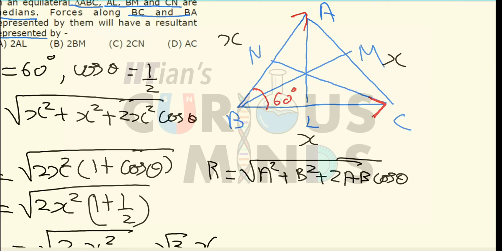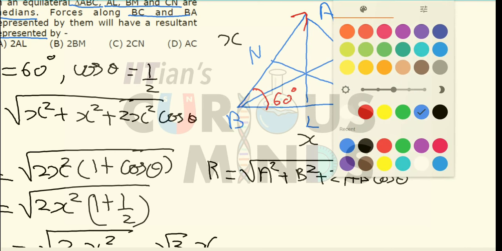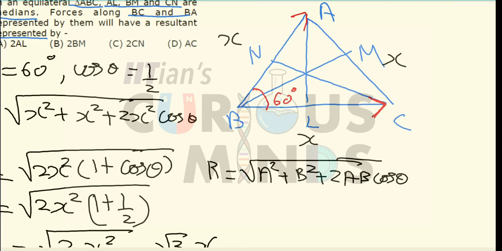Now this is the resultant magnitude, and we will find out the resultant direction. Since both the vectors are the same in magnitude, the resultant will be at half of the angle, that is an angle of 30 degrees. So the resultant will lie somewhere over here, making an angle of 30 degrees with either BC or BA vector. This is the resultant vector.